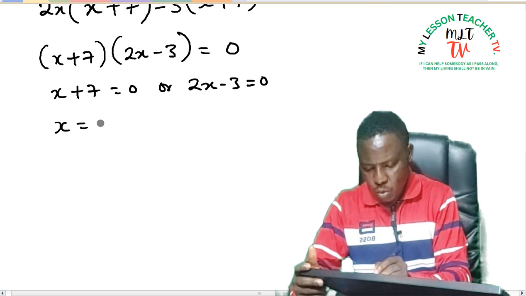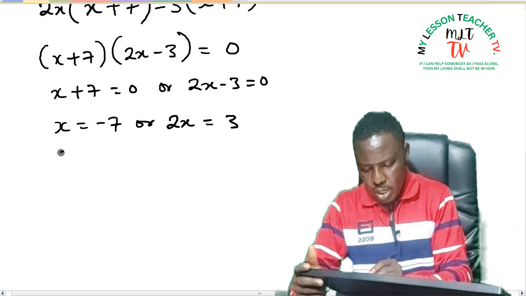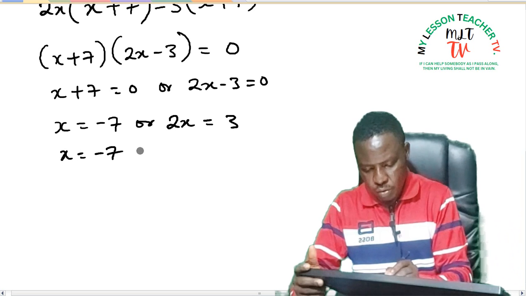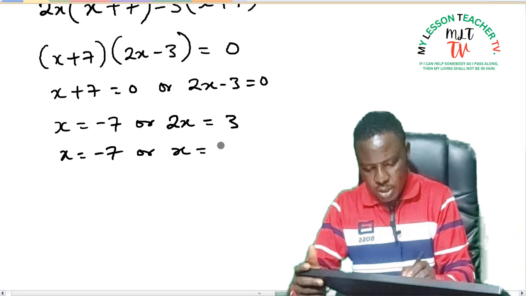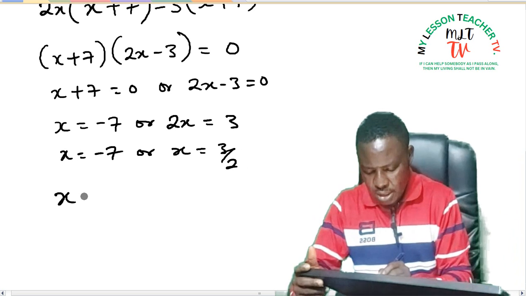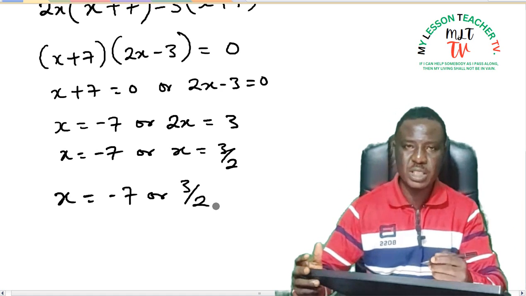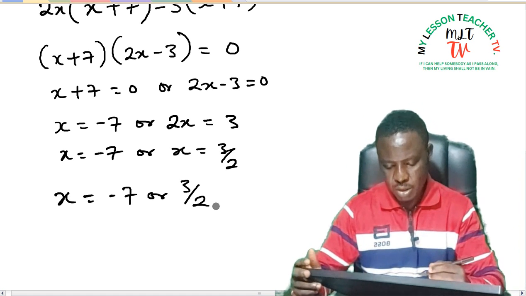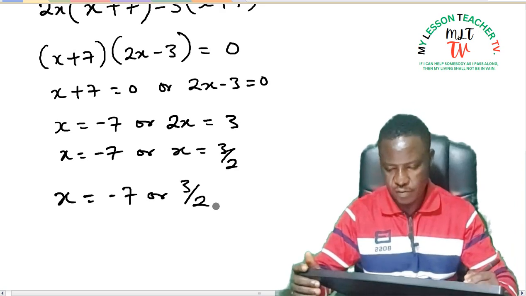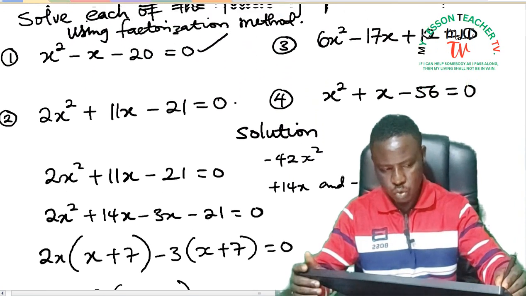So this is x is equal to minus 7, or 2x is equal to plus 3. So x is equal to minus 7, or x is equal to 3 over 2. So x is said to be minus 7 or 3 over 2. You may decide to put it as a mixed number, which is 1.5. So this is a solution to question number 2.